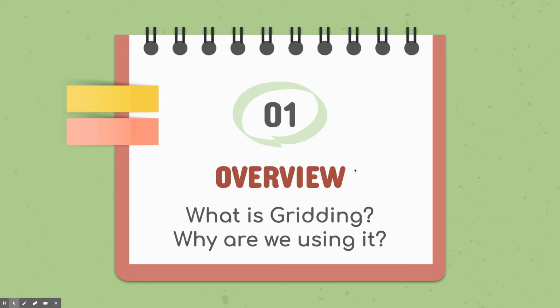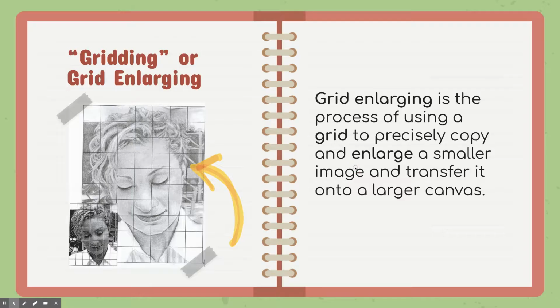Okay, so overview. I know we've talked about this a bunch, but what is gridding? What is grid enlarging? Why are we using it? What is the purpose? So gridding or grid enlarging, as we've talked about, is the process of using a grid to precisely copy and enlarge a smaller image to transfer it over onto a larger canvas, or in our case, just a larger paper or just paper in general.